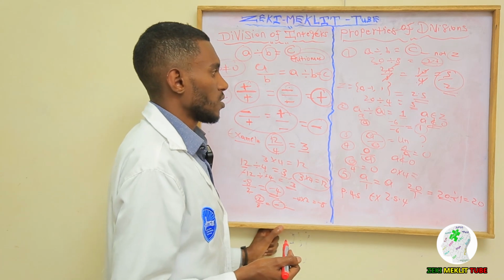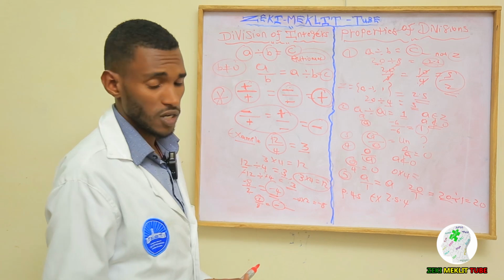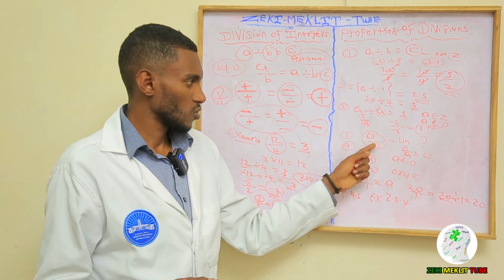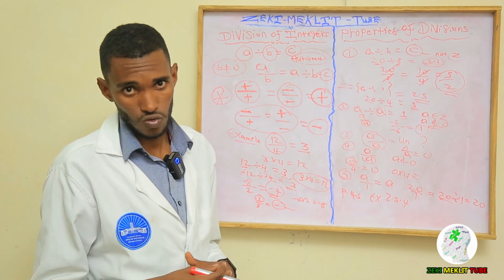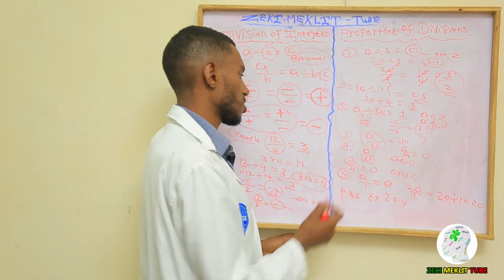So this is the second property, and any number cannot be divided by 0, because the denominator cannot be 0. So any number cannot be divided by 0, but the inverse is true: 0 divided by any number, the result is 0. This is the third and the fourth property.